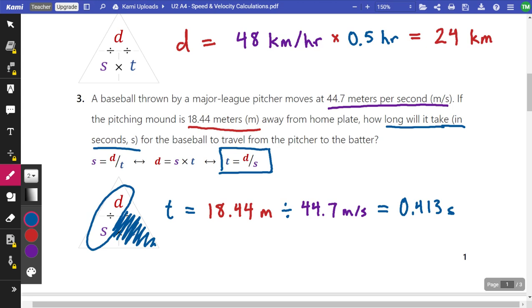So your 0.413 seconds is how long the ball will take to get from place to place. And if you didn't get exactly 0.413, like on my calculator, it's like 0.41252796 or something like that, that's okay.